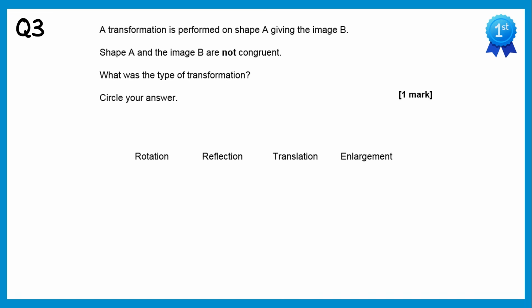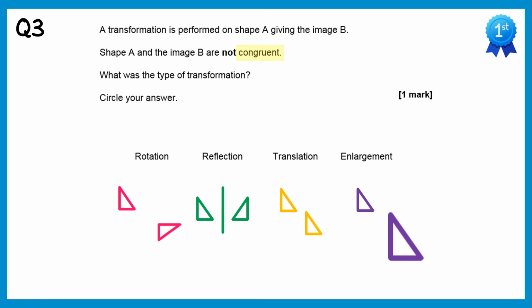For this question, we need to decide which of the transformations gives an image that's not congruent to the original shape. The word congruent just means identical after the transformation. So if we look at a rotation first of all, when you rotate a shape, the resulting shape is still the same shape, it's just been turned around. If we look at a reflection, the resulting shape is still the same shape, it's just been flipped over. A translation, that's still the same shape because it's moved, but an enlargement isn't because the shape changes in size, so those are not congruent, in which case the answer is enlargement.